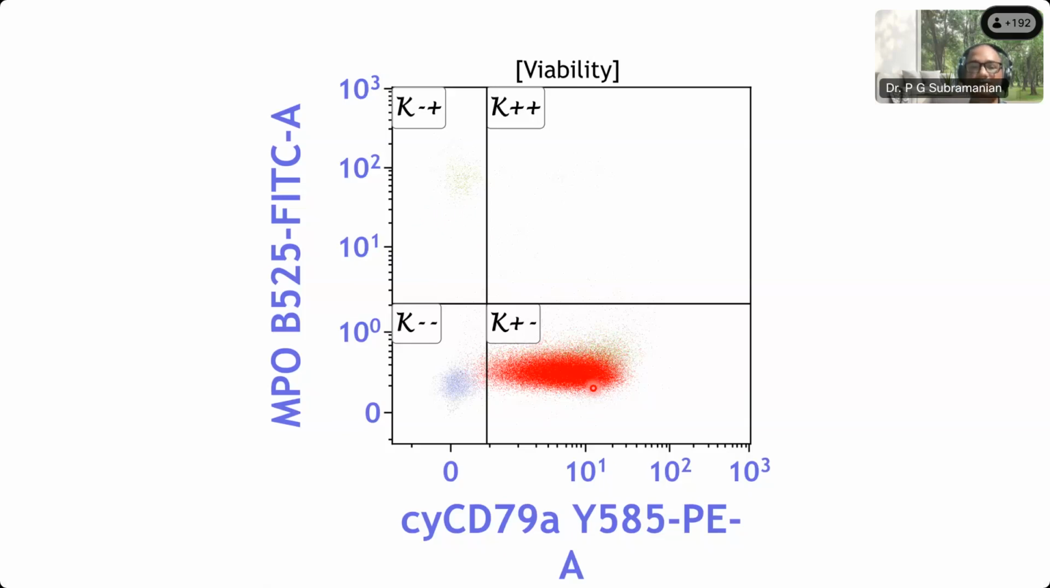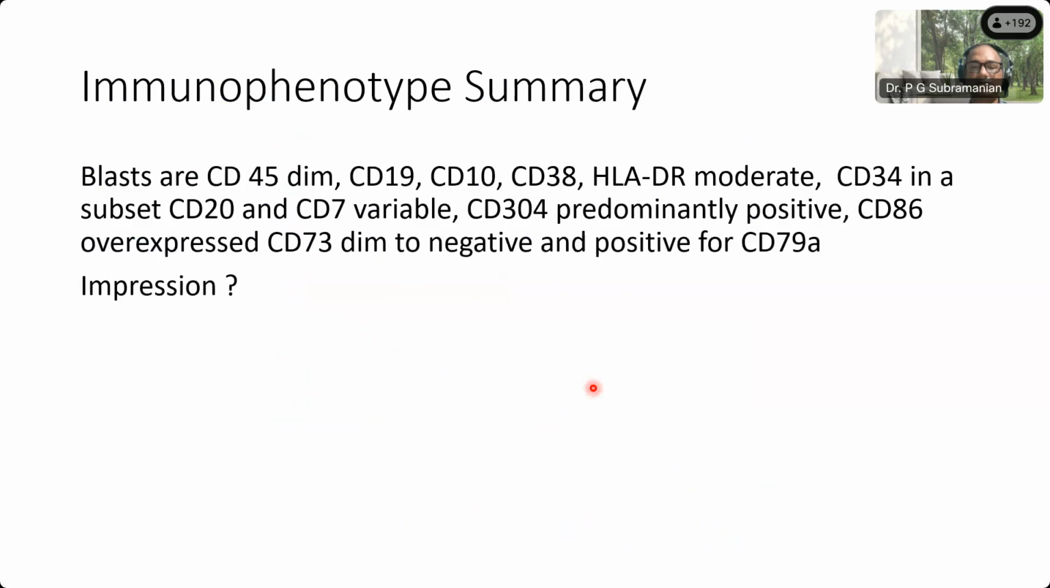So this is our final. I'm just summarizing what we have seen. Blasts are CD45 dim; CD19, CD10, CD38 and DR are moderate. CD34 is in a subset, CD20 and CD7 are variable. CD304 is predominantly positive, and CD86 is overexpressed a little bit. CD73 is dim to negative, and CD79 alpha is positive.